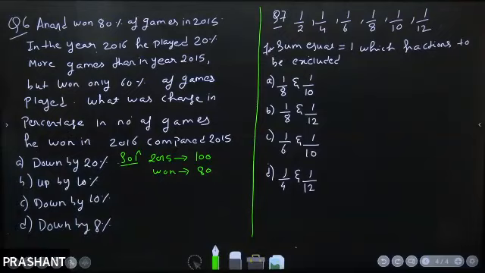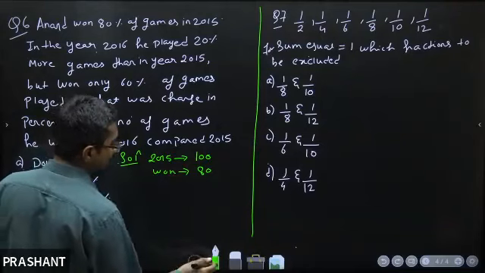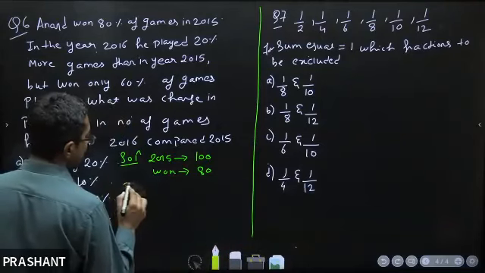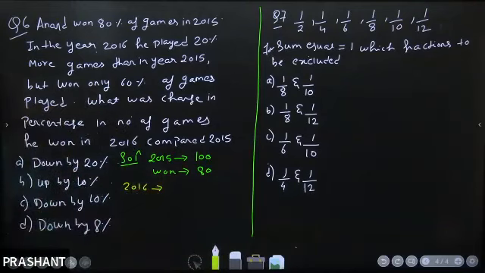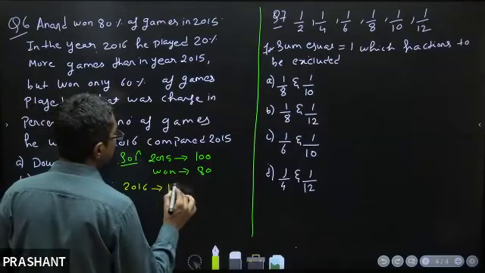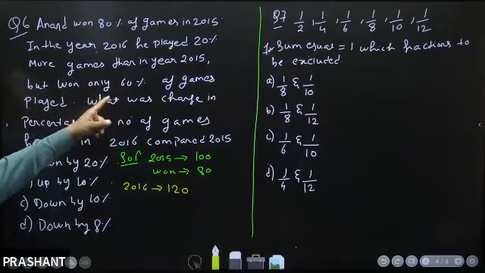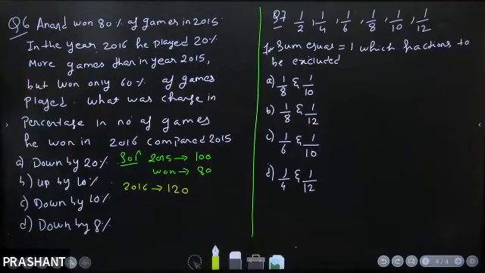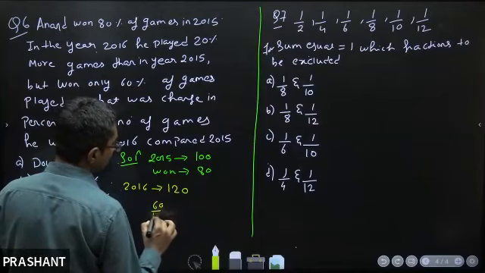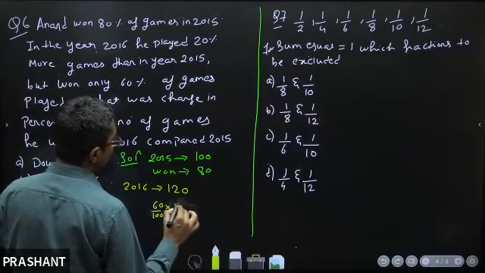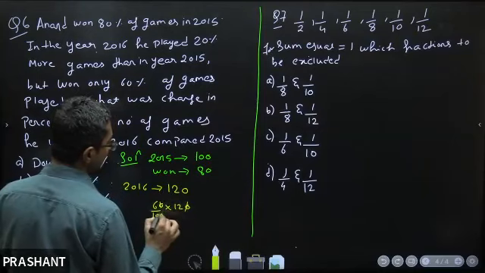Is it very clear, that's the data for 2015. Now in 2016 what happened, he played 20% more games than in year 2015. So in 2016 how many games has he played, 20% more, meaning 120 games he played, but how many did he win, only 60%. So now calculate 60% of 120, so 60% of 120 means 60 upon 100 multiplied by 120, cancel the zeros, that is 72.